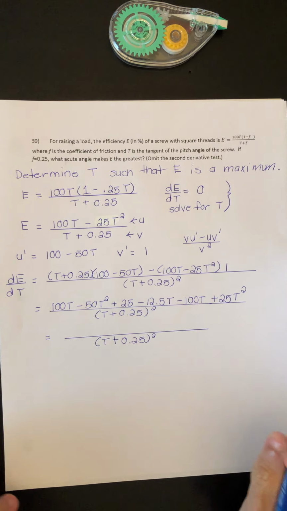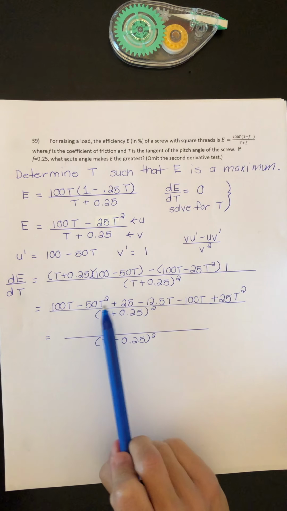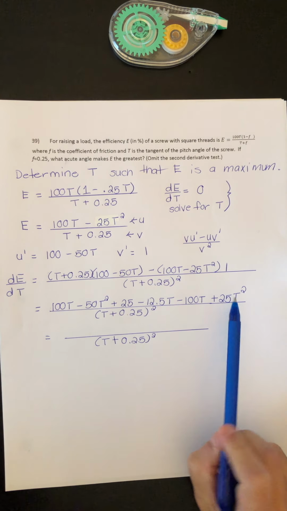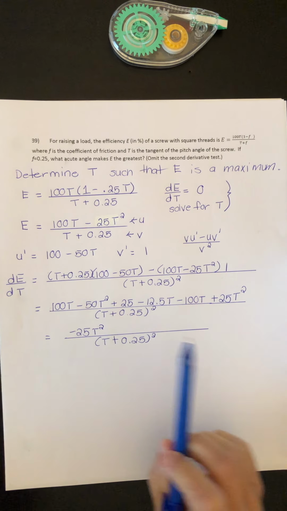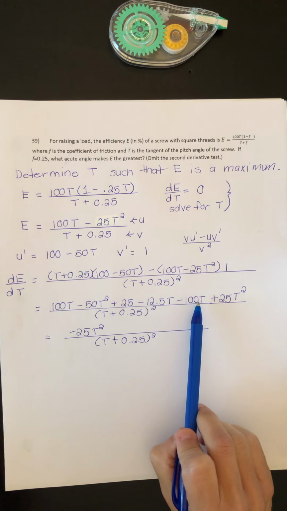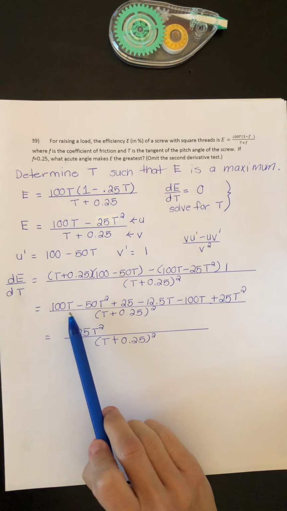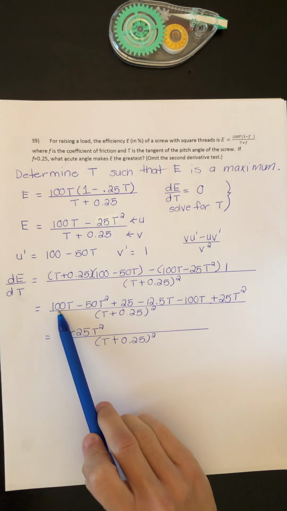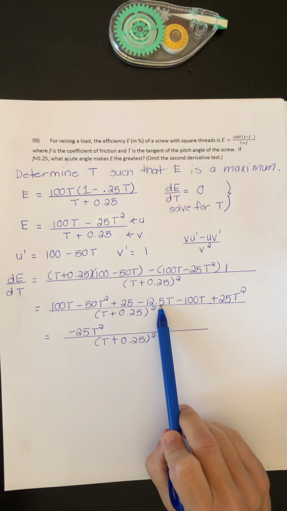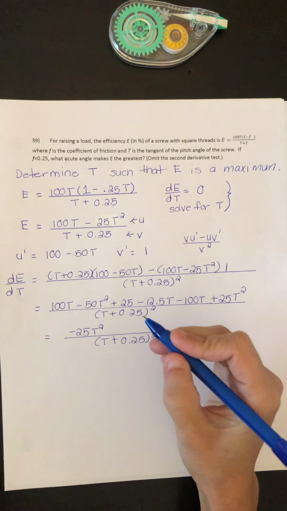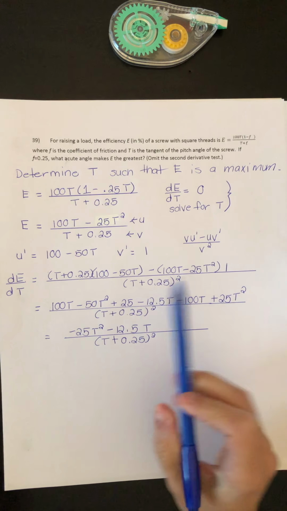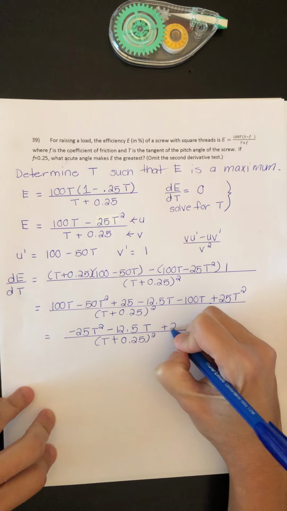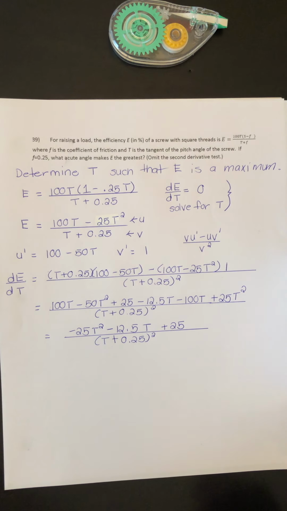Okay, so collection of like terms now. These two terms are like terms, so we will have -25t squared. And these 3 terms are like terms. So we have 100t, -12.5t, and -100t. So that's -12.5t. And then the constant plus 25. Okay, so that is correct for the derivative of e with respect to t.